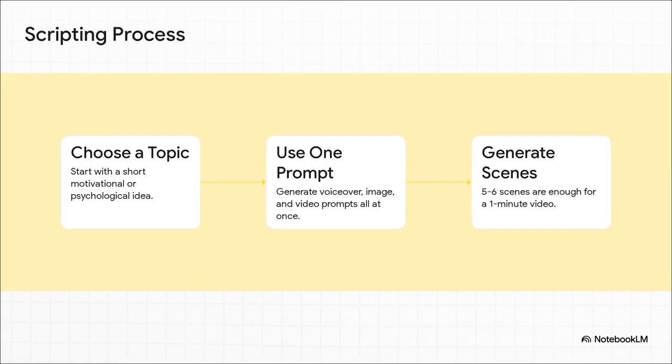Now, the process here is actually brilliant in its simplicity. First up, you just choose a topic. Think of a short, punchy, motivational idea, something like, why being too comfortable is dangerous. Then, and this is the really crucial part, you use a single master prompt. Just one big instruction that tells the AI to generate everything, all at once. Your voiceover text, the prompts for your images, and the prompts for your video animations. For a quick 1-minute video, 5 to 6 scenes is the real sweet spot.